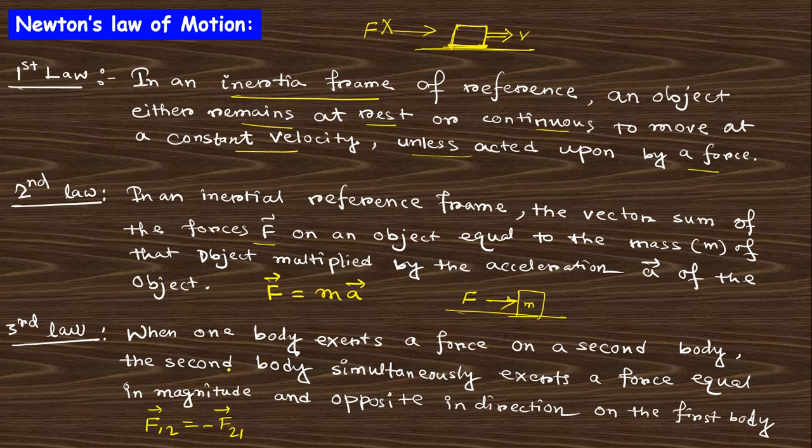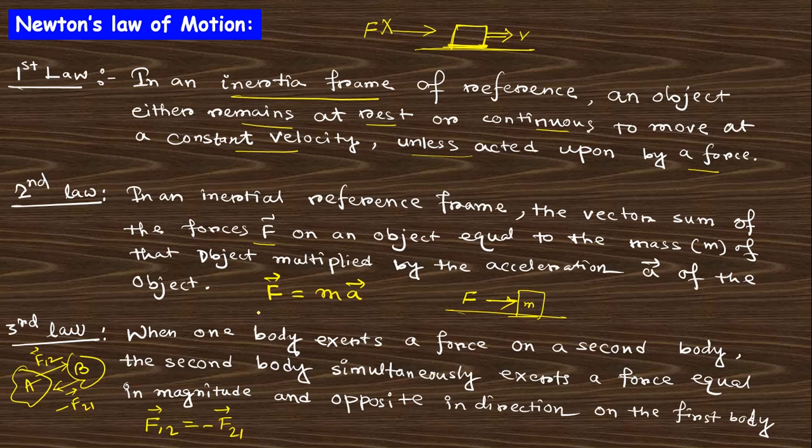And the third law: when one body exerts a force on a second body, the second simultaneously exerts a force equal in magnitude and opposite in direction. That is, there are two bodies A and B. If A exerts a force F12, then B also exerts the same force with a negative sign, that is, the direction will be opposite. So this is Newton's third law. These are the three laws.